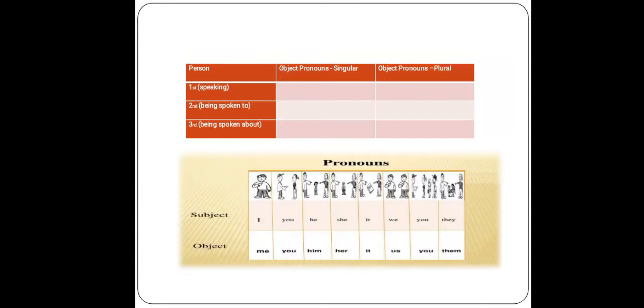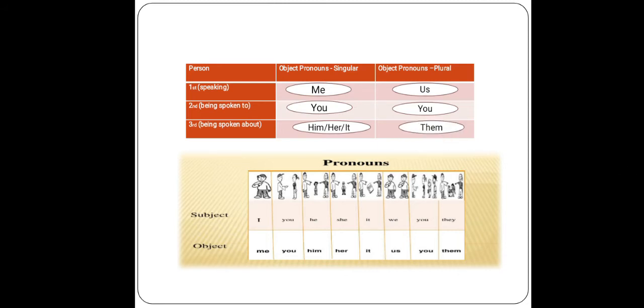Okay, let's see object pronouns. For singular, first speaking, it's me, right? Second, being spoken to, what is it? We said it doesn't change. Right, it's you. For third person being spoken about, him, her, it, right? So you pause the video until you complete the table to make sure that you still remember the pronouns correctly. First speaking is us, second you, and third them. So them here we use it for people, animals, and for things.